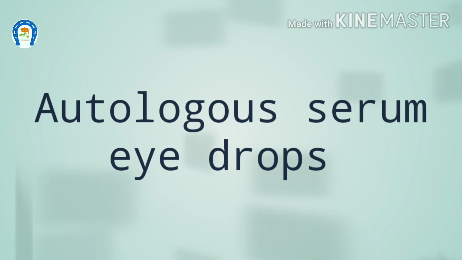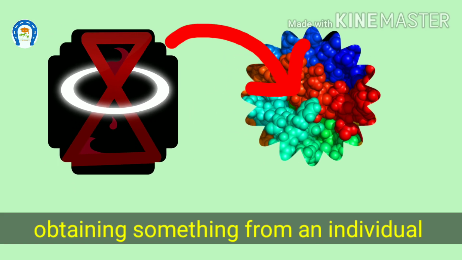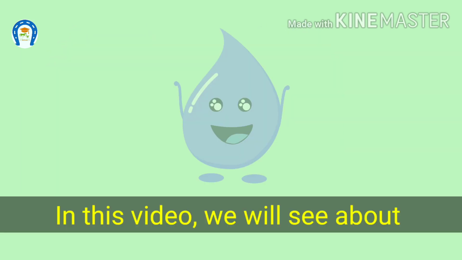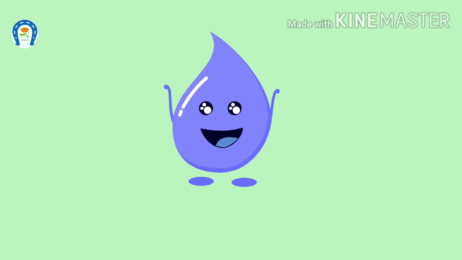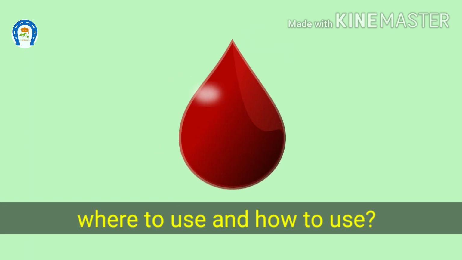Today our video is about autologous serum eye drops. As we know, autologous means obtaining something from an individual and using that on the same individual. In this video, we will see why we should use serum as eye drops, where to use, and how to use.